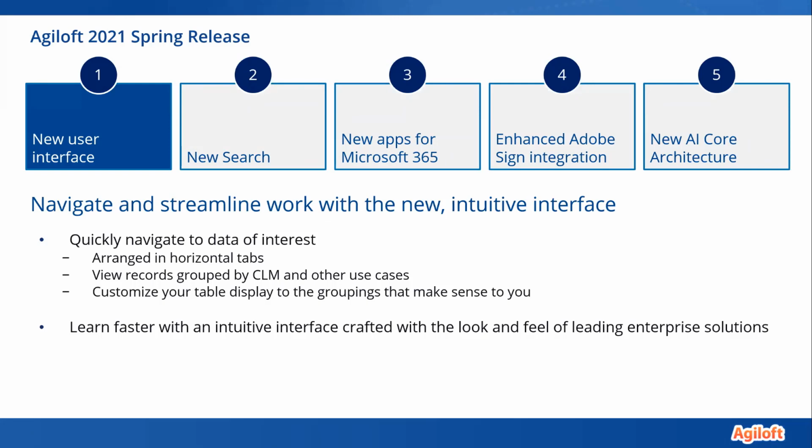Other elements of this release are some updates to our Microsoft Word add-in, which is one of our apps for Microsoft 365, and also a new add-in for Microsoft Outlook. We're also enhancing our Adobe Sign integration, bringing the Adobe Compose experience into Agiloft, and also some updates to our AI core architecture. But as I said, today we're going to be talking about the new user interface and new search and how to configure some of those elements once your system is upgraded to this release. So with that, I'll start demoing.